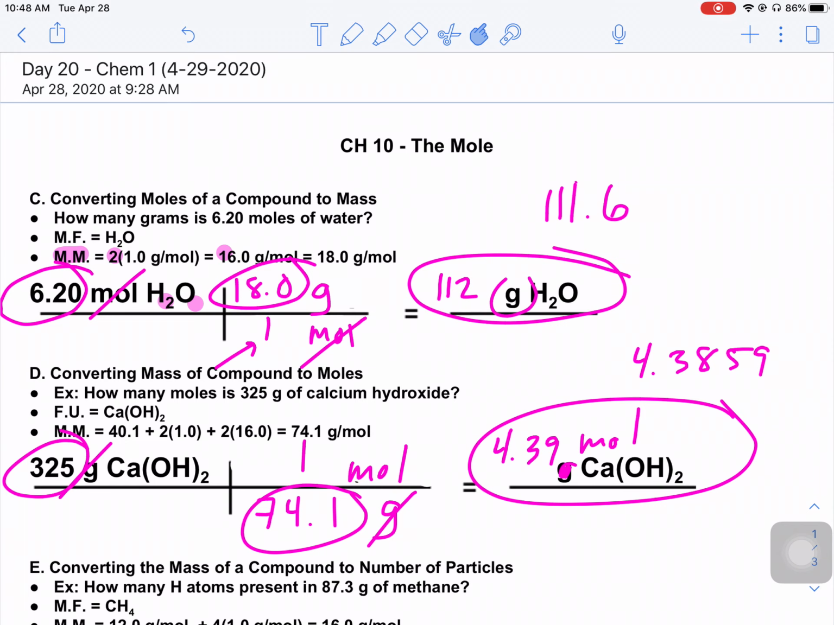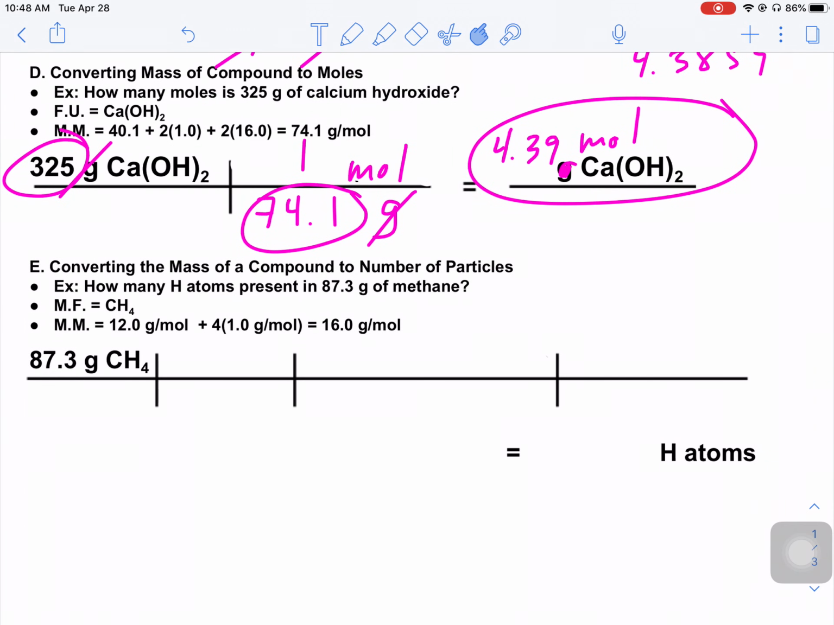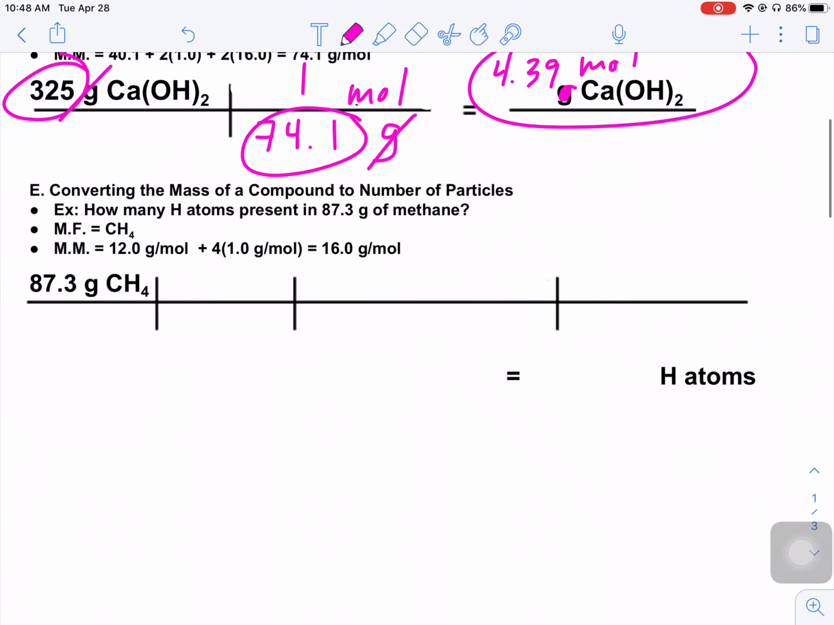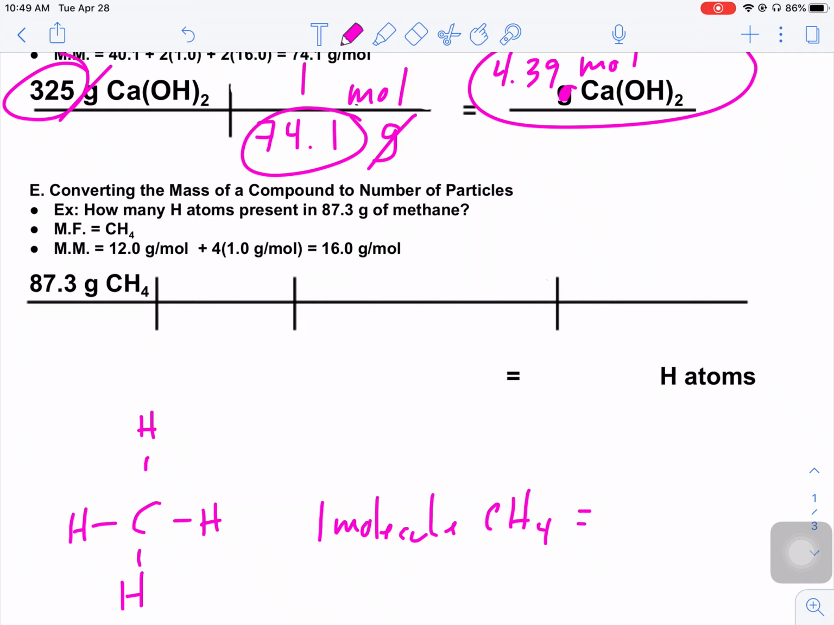All right, the next example is a little bit more tricky. This time we are going to go from grams of methane to hydrogen atoms. And before I do that, if I take a look at methane, methane is a molecule that contains 4 hydrogen atoms, and that's going to be a conversion factor for us. So 1 molecule of methane is equal to 4 hydrogen atoms. That's a conversion factor that I had to come up with in the beginning, but beyond that, we're just going to do it the same way that we've done it in the past.